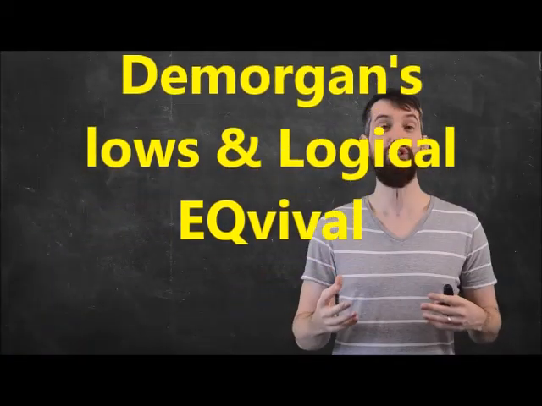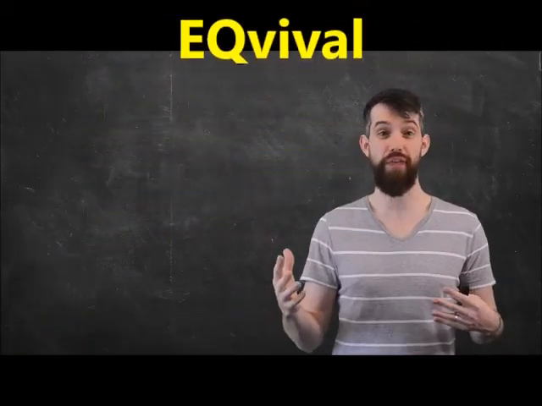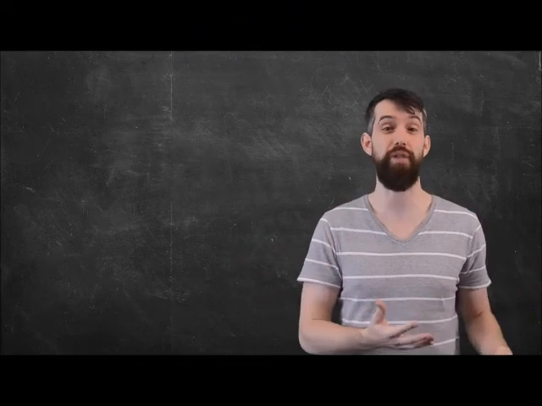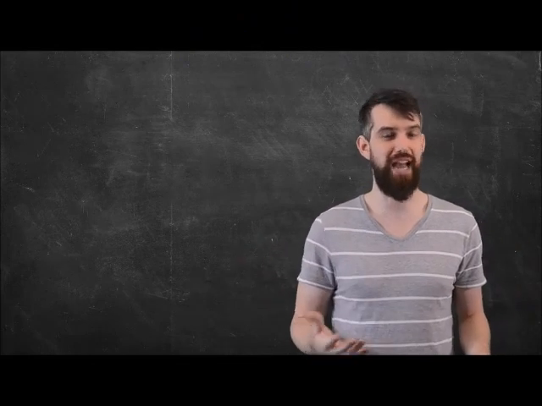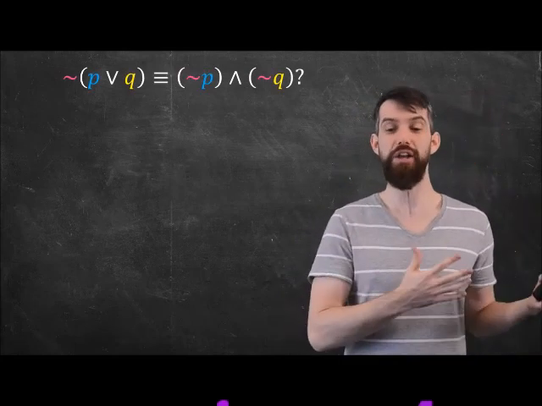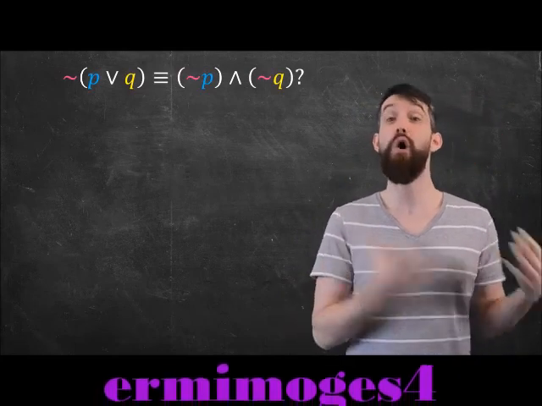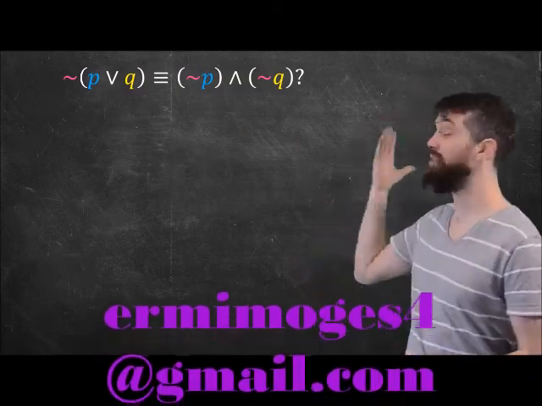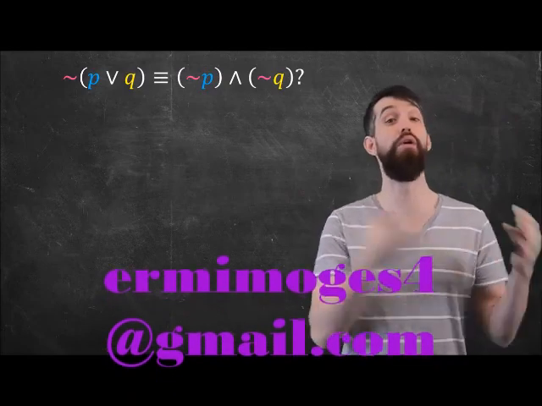In this video, I'm going to show you 3 different ways to argue that 2 different logical forms are actually logically equivalent. So what do I mean by this? I'm going to begin with a particular pair of logical forms, not (P or Q) and (not P) and (not Q). And the question is, are these 2 different things the same or are they going to be different?